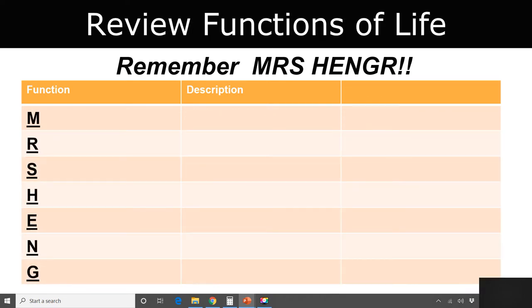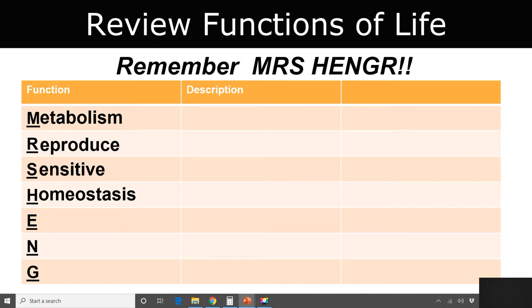Okay, so just to recap the functions of life, remember Mrs. Hang, not Hanger. So the M is for metabolism. So remember, that's any chemical reaction that's building or breaking down molecules inside the cell. The R is reproduction, where you're producing offspring and you are passing on your genes. The S is sensitivity and response to the environment. So you're running away when you see a lion, or you're moving towards food if you're a paramecia.